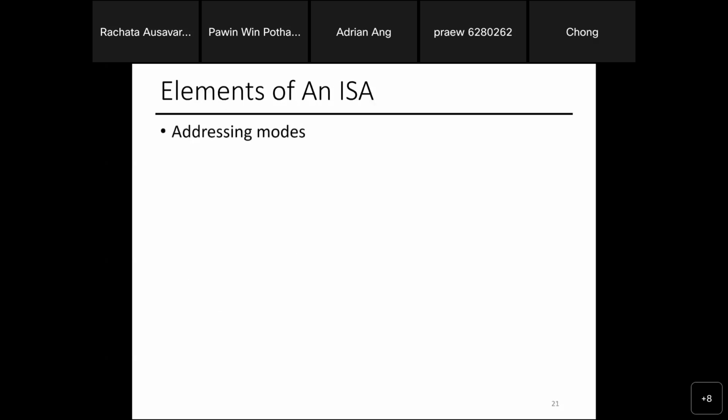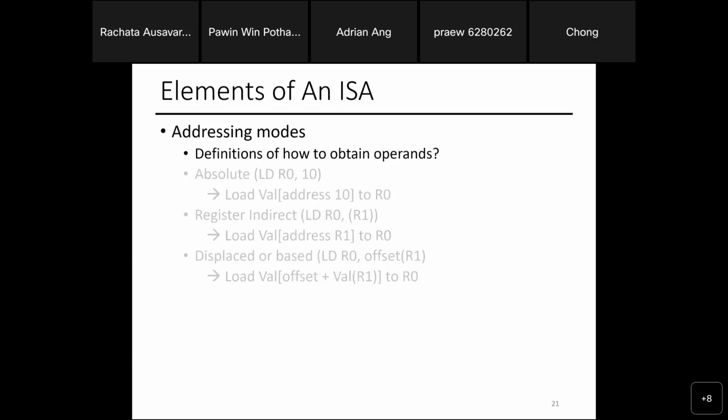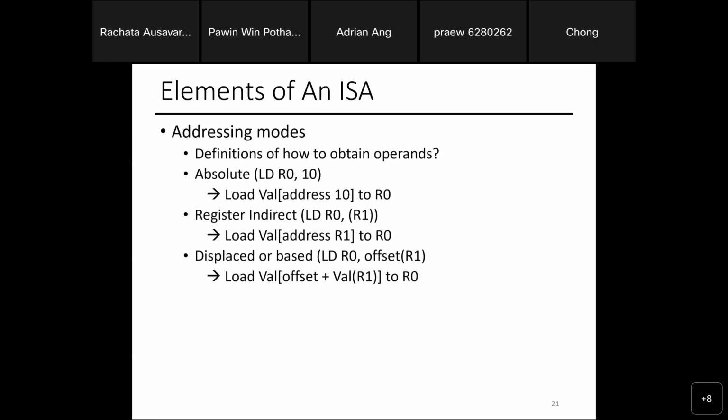What are the other elements? You have addressing mode. How do you obtain the operand? Remember the parentheses. You can have absolute: go to that address, 10. You can have register indirect: use the register as a pointer to the memory location. Or you can use displacement base, which is what x86 uses. You have the base, and you have some range from it that you can multiply and add to the base.